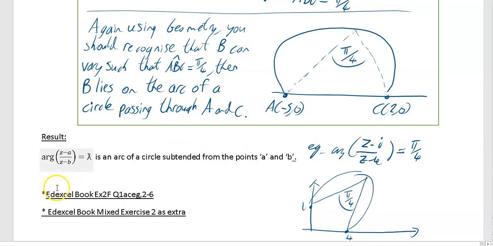Okay, your last couple of exercises then. You have Edexcel book, exercise 2F, questions 1 a, c, e, and g, and then questions 2 to 6. And then you've got the mixed exercise 2 as extra if needed.